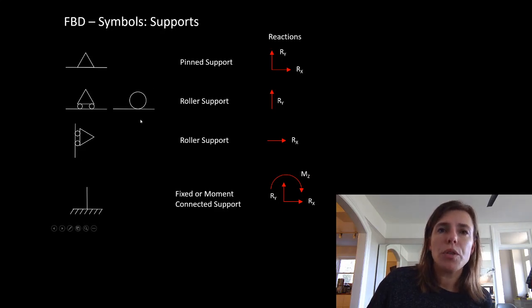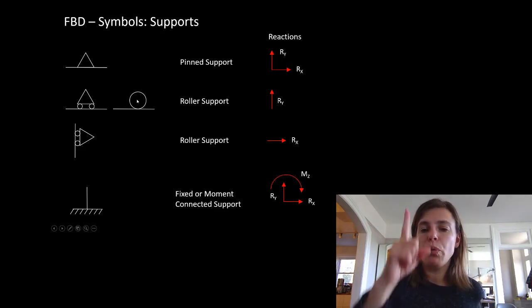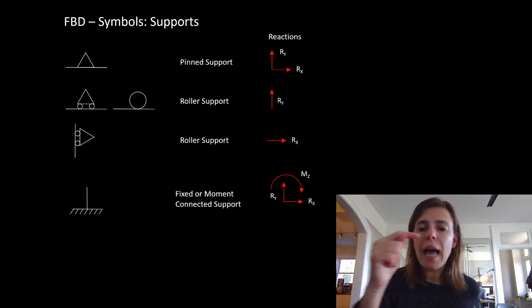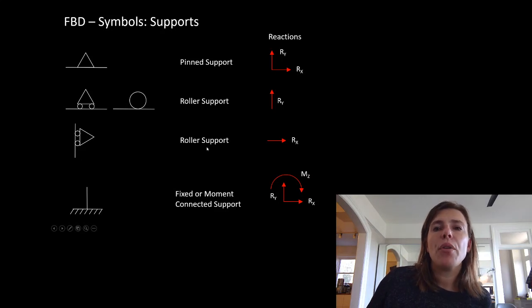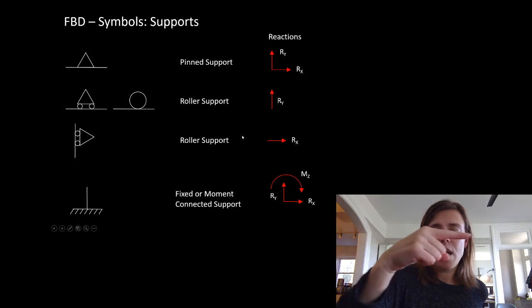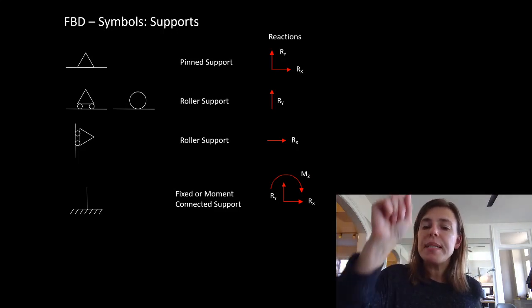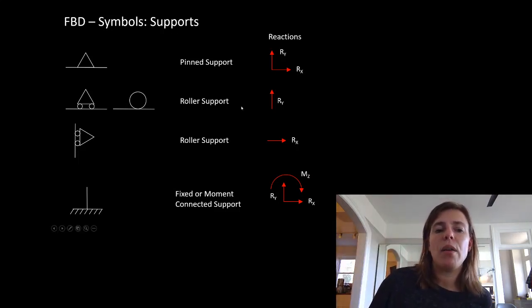A roller support only stops movement up and down. It will allow things to roll back and forth. So here's another roller support, but this one's tipped on its side. It stops the object from going this way, but doesn't stop it from rolling up and down.